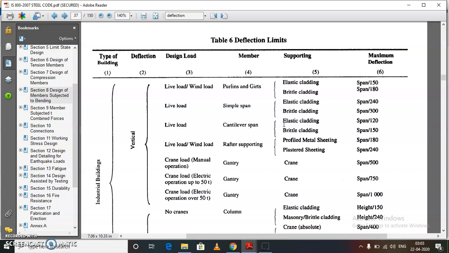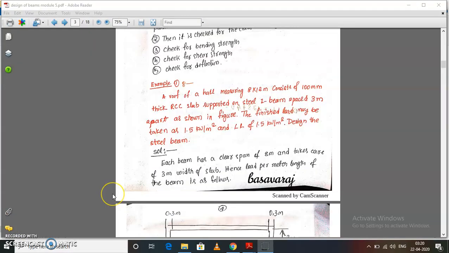So you have to calculate the delta value, and that delta value has to be compared with span by 300, and that calculated value should be less than this one. So if that satisfies, then the design is okay. Yes, let us see an example.